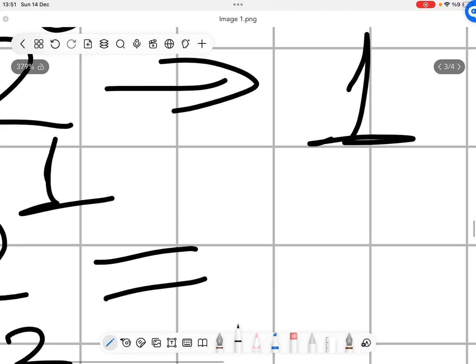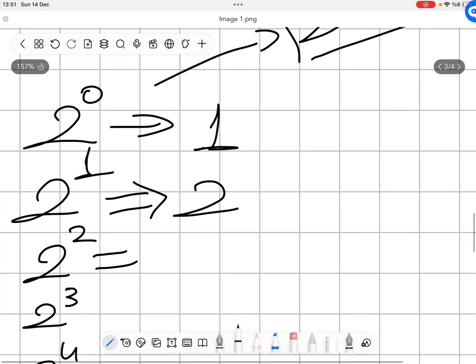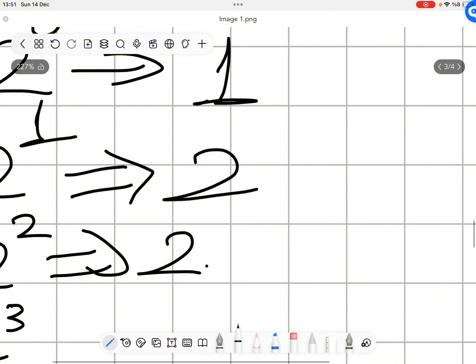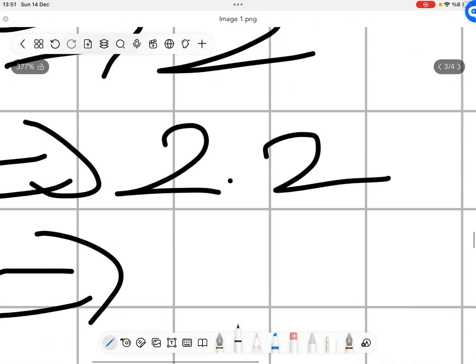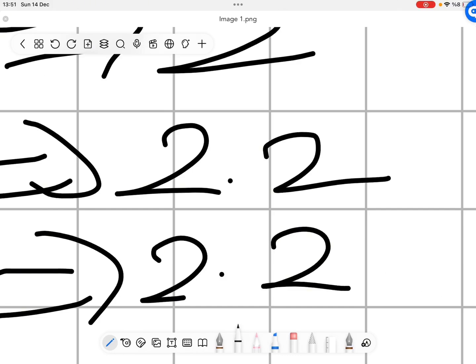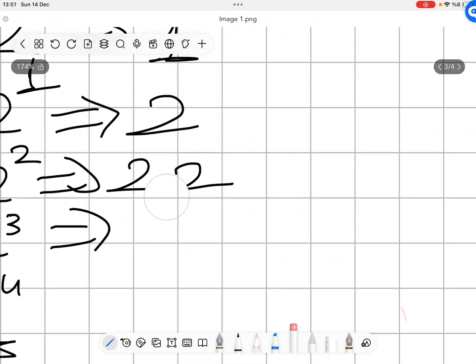But 2 to the power of 1 is equal to 2. And 2 to the power of 2 is equal to 2 times 2. And 2 to the power of 3, like 2 cubed, is like this. I want to write it with the rule, so I'm going to erase all this.